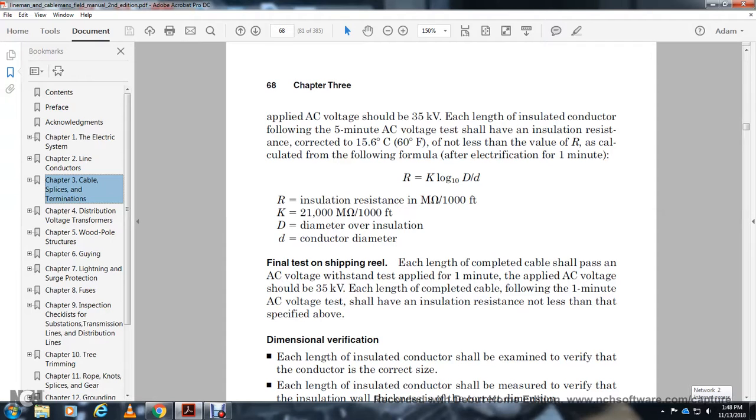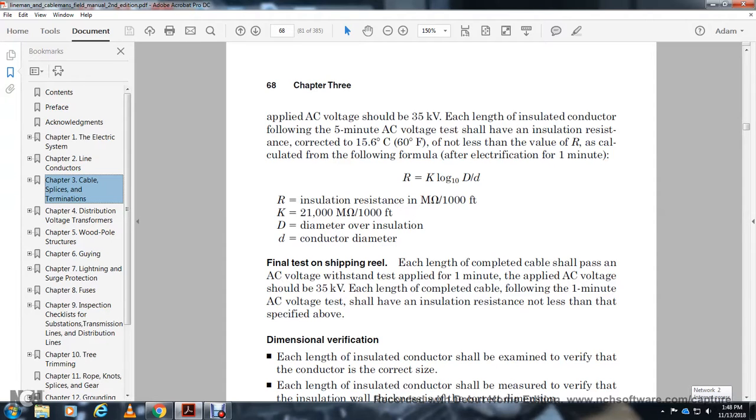Each length of the insulated conductor that passes the 5-minute AC voltage test shall have an insulation resistance, corrected to 15.6 degrees Celsius or 60 degrees Fahrenheit, not less than the specified value of insulation resistance, in megohms over 1,000 feet.